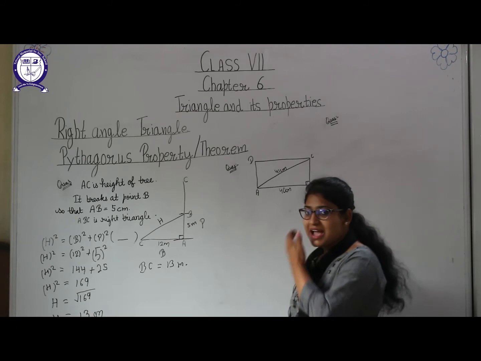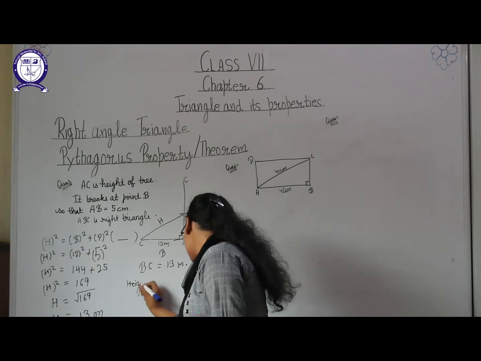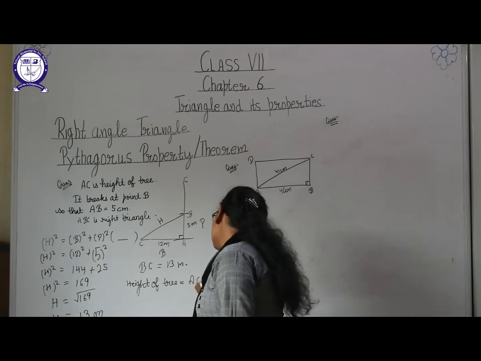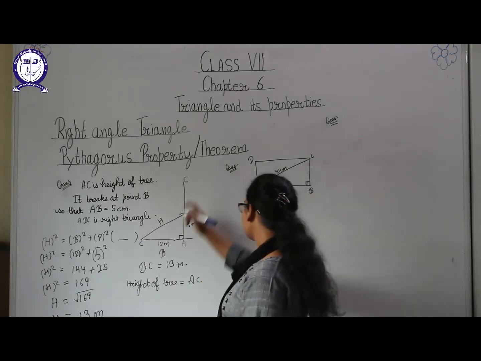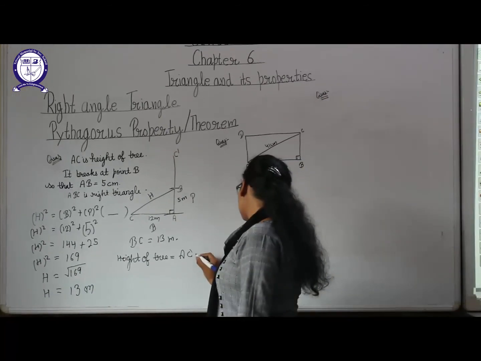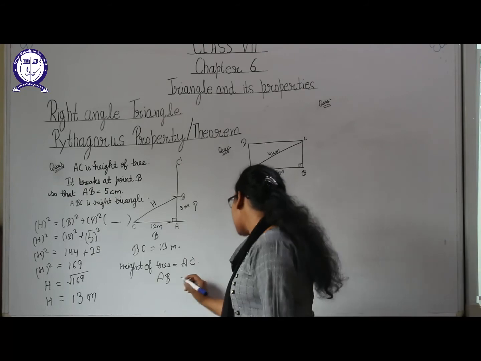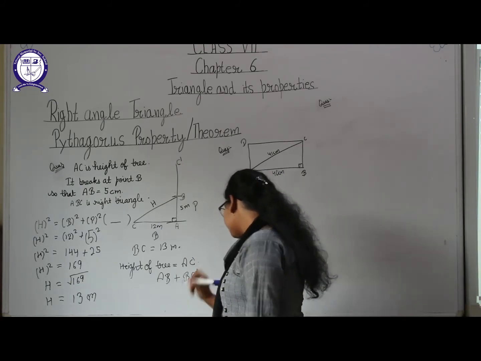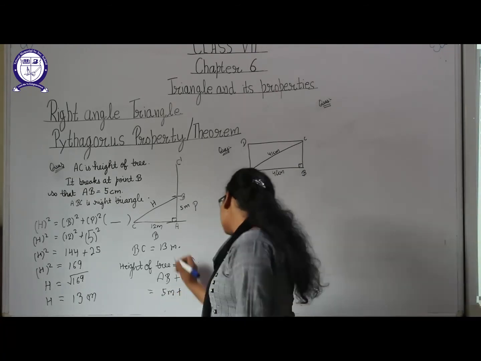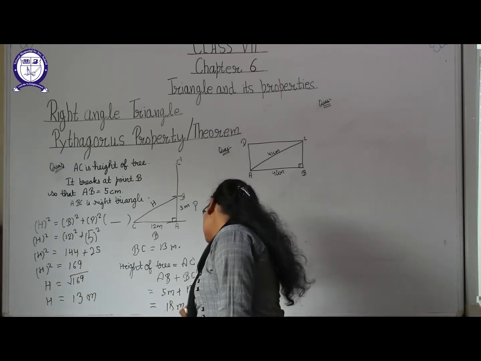Now we need to find out the height of the tree. So height of the tree is equal to AC. This whole AC was the height here. I am naming it C dash. So AC dash is the height here. So AC dash means AB this side and BC dash this side. Okay. Now AB is 5 meter and we got BC as 13 meter. So the whole height of the tree comes out to be 18 meter.